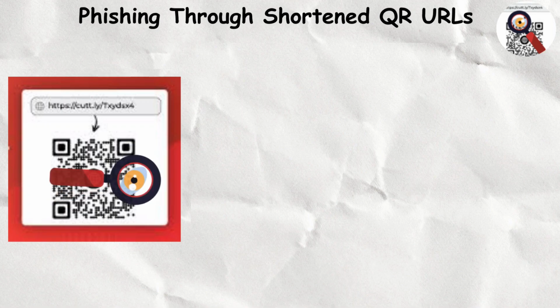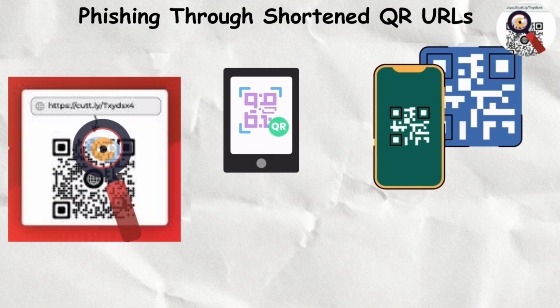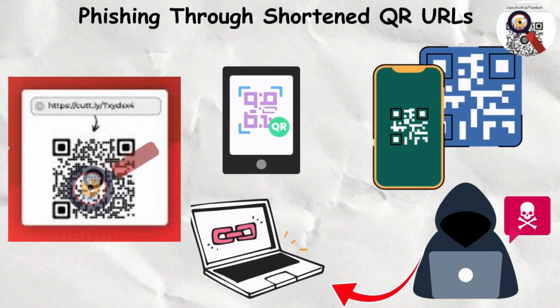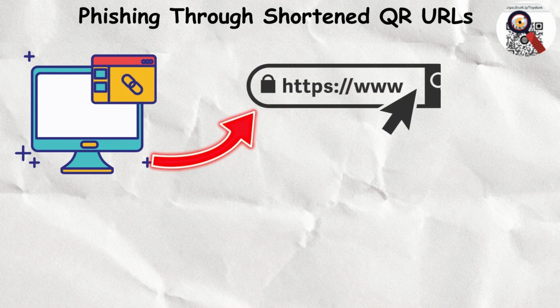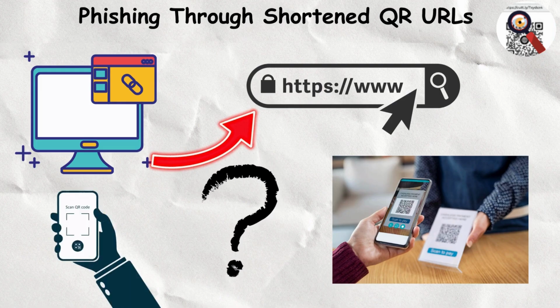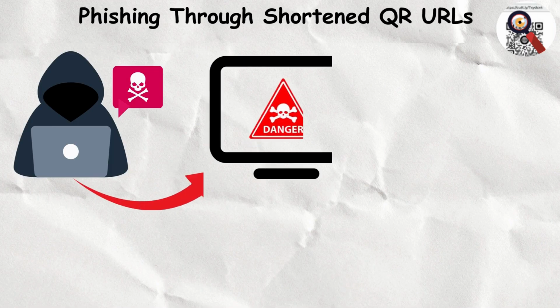Phishing through shortened QR URLs. Some QR codes are designed to lead to long URLs, but attackers often use link shorteners to hide the destination. A link shortener is a service that converts a long web address into a shorter one, which is easier to print on a QR code. The problem is, you can't see where it actually goes until after you scan it. This lets attackers hide malicious domains behind something that looks harmless.